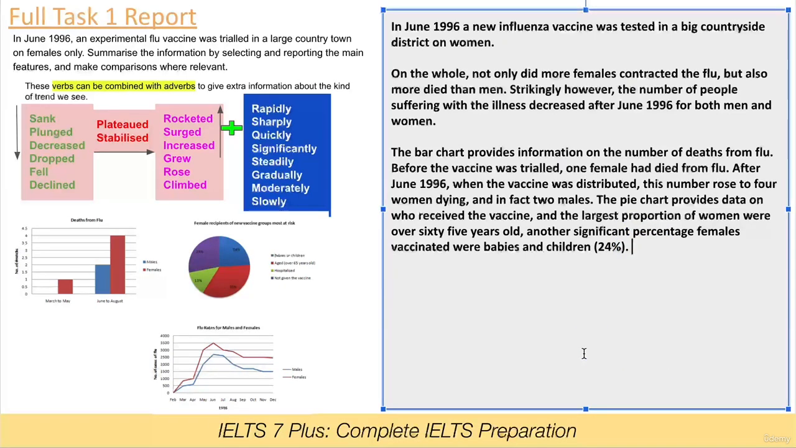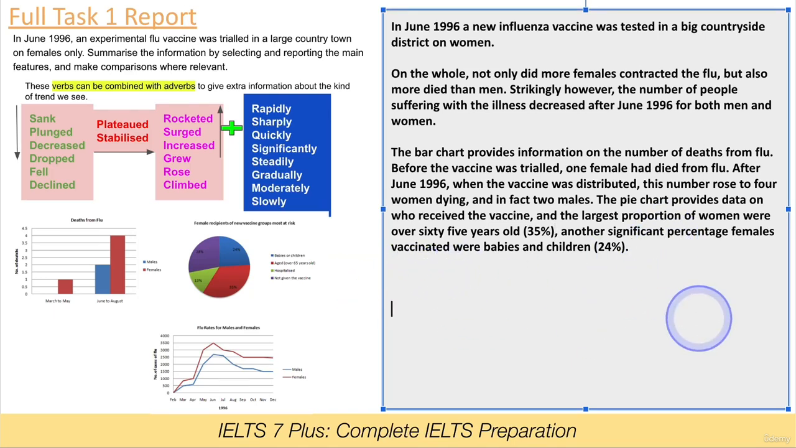The bar chart provides information on the number of deaths from flu. Before the vaccine was trialled, 1 female had died from flu. After June 1996, when the vaccine was distributed, this number rose to 4 women dying, and in fact 2 males. The pie chart provides data on who received the vaccine, and the largest proportion of women were over 65 years old. Let's do a bracket. 35%. Whoops. This is why editing is so important.